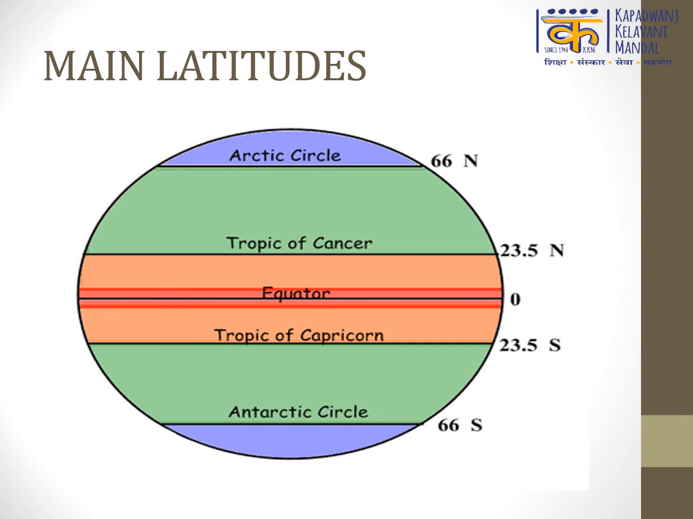23.5 degree north latitude in the northern hemisphere is called Tropic of Cancer, while 23.5 degree south latitude in the southern hemisphere is called Tropic of Capricorn. Similarly, 66.5 degree latitude in the north of equator is called Arctic Circle, and 66.5 degree latitude in the south of equator is called Antarctic Circle.